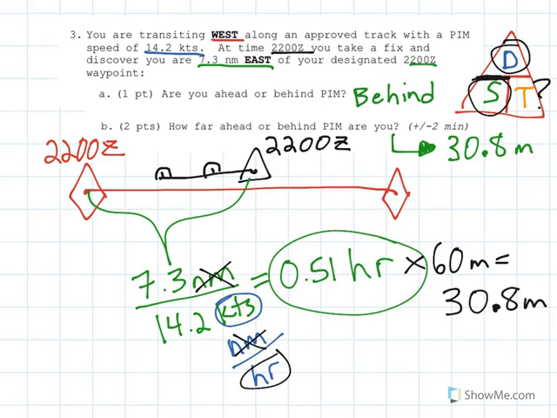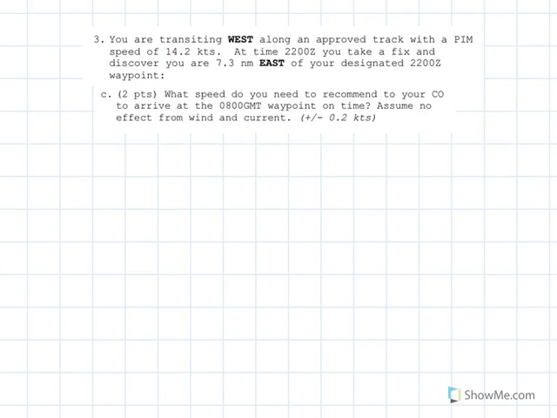Now as soon as you tell your CO, sir, ma'am, we're about 31 minutes behind PIM, the next question that we can expect is, all right, Nav, ANAV, what do we need to do to get back on PIM? And that's the question that we're looking for in Charlie. So part C is, what speed is required to get us back on PIM by a certain waypoint? Your CO says, all right, I want to be back on PIM, so 0 minutes ahead or behind, by 0800 GMT.